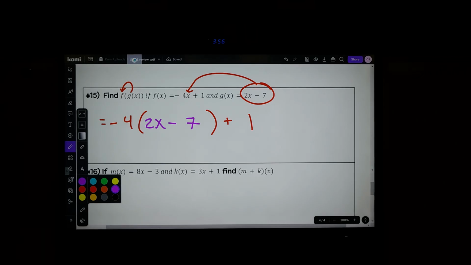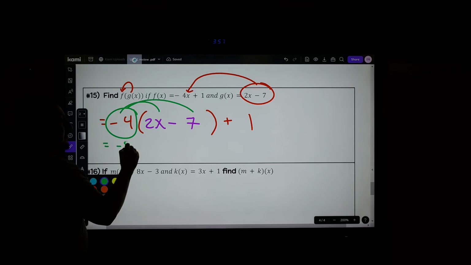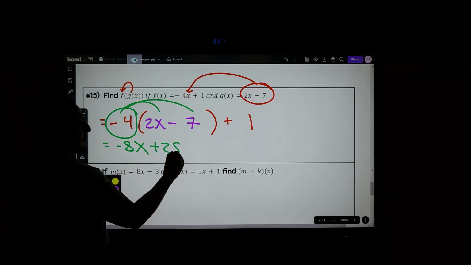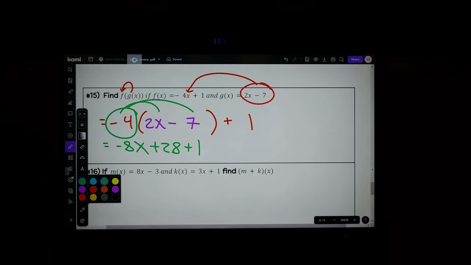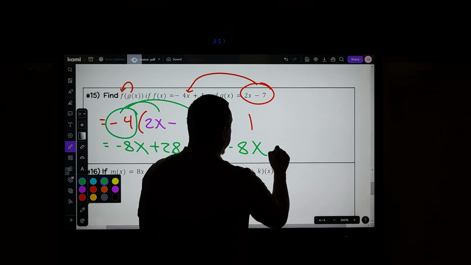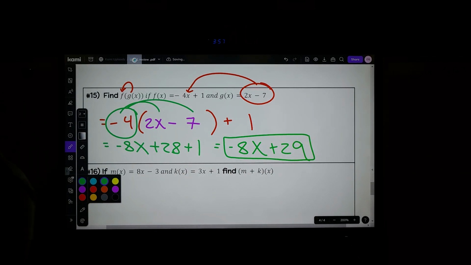Anthony, that's you, you missed it. That's called composition. It's just embedding an equation inside of another equation. Once you do that, you just finish it off by simplifying. So -8x. What's -4 times -7? Positive 28 plus 1. The only thing you can add there are the numbers. So -8x, the constants that have no x. That's it. That's all you can do.